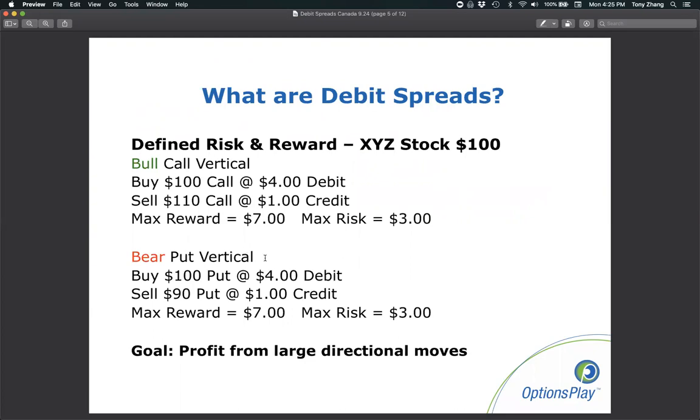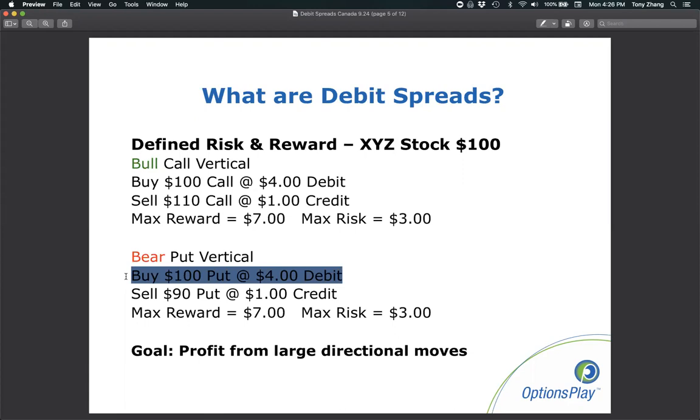Conversely, if we're looking at a bear put vertical, this is where we're bearish on stock XYZ. What would you do if you were only a stock trader? You would have to short a stock, which has a lot of other problems because you have to be able to borrow that stock. You have unlimited risk when you short a stock. So what options traders do is they typically buy a put option. Put options allow you to take a bearish view on a stock, but it has limited risk. So even if you're wrong on the trade, you're only risking a certain amount of money.